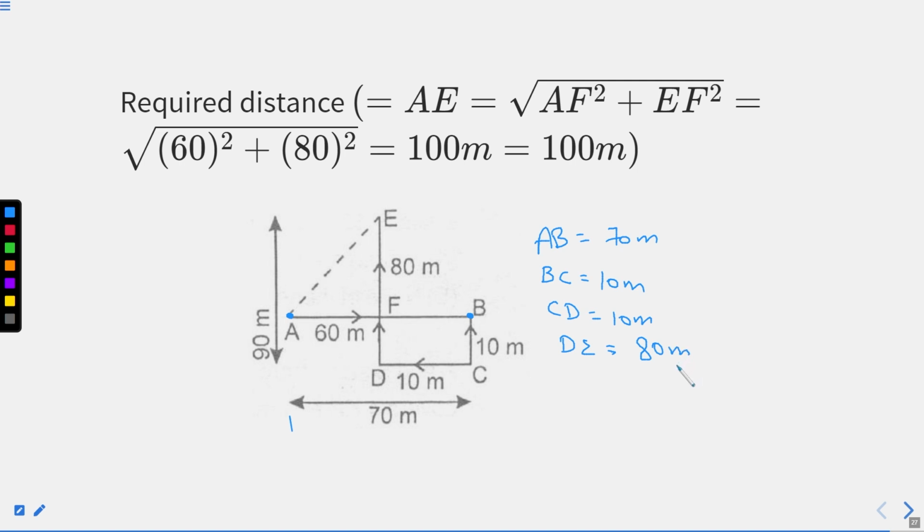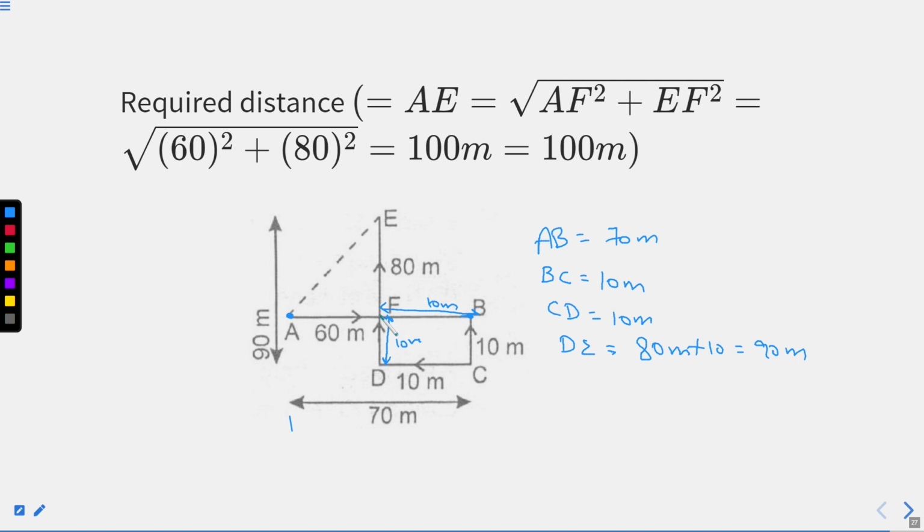I hope you are able to get this part. 80 plus 10, that is a total of 90 meters he moved. And this distance is going to be your 10 meters. I hope you understand the question. This distance is also 10 meters in this question, right? Now what do you need to figure out? The distance between the initial and the final point. That we can see here.